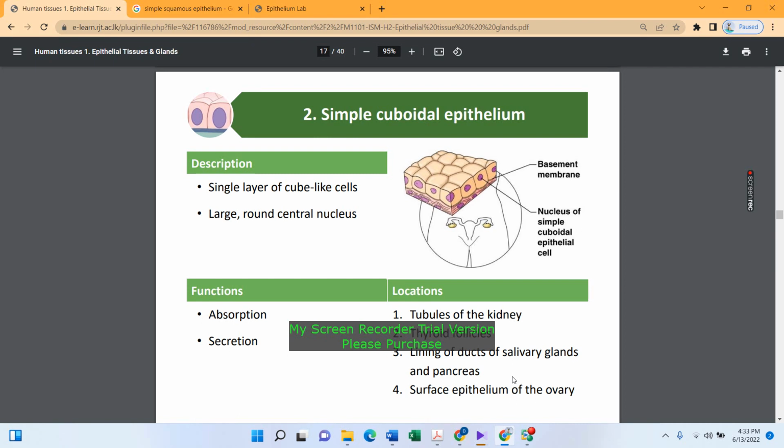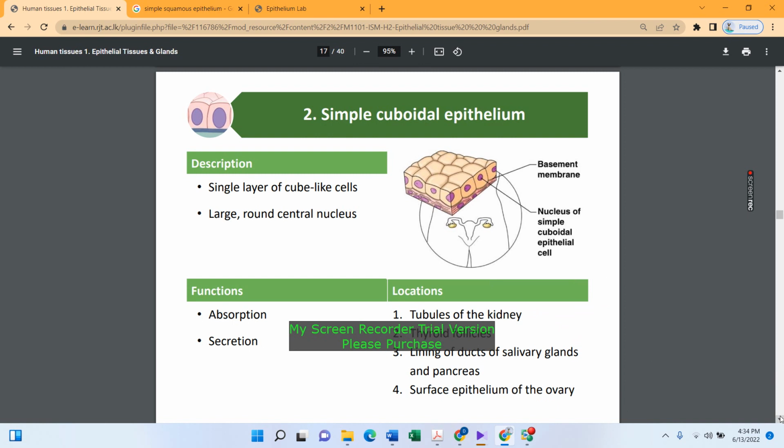Even the surface epithelium of the ovary is a place where many secretions are secreted during several phases of the menstrual cycle. Because of that, the surface epithelium of the ovary, the ducts of the salivary glands and pancreas, thyroid follicles, and tubules of kidney, those places which secrete hormones, are composed of cells for absorption and secretion.